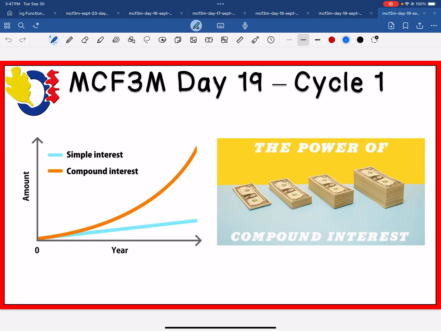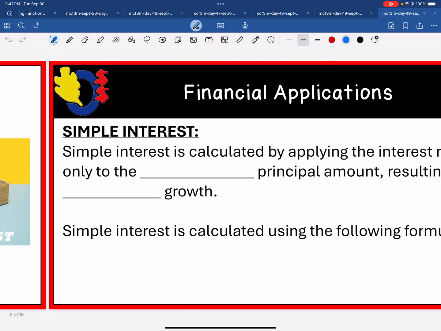Everyone, today we are going to be comparing simple interest and compound interest. So if you look at the graph here at the front, simple interest is a linear growth, whereas compound interest is exponential growth. So let's take a look at some examples.